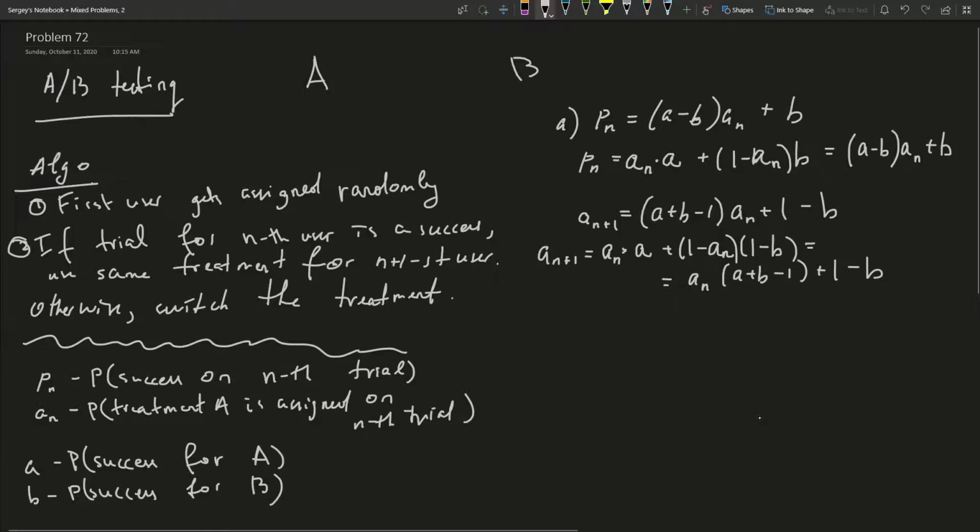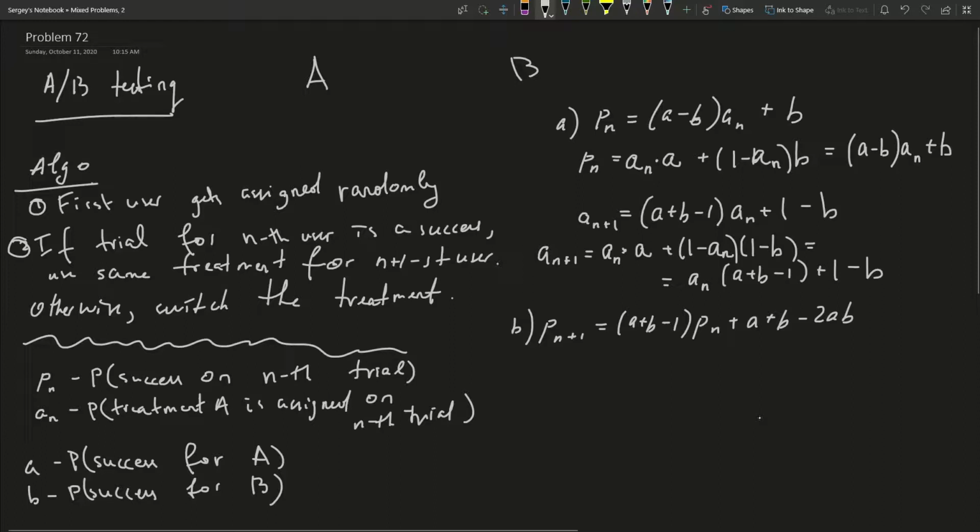Now, in part B, we're asked to show that p sub n plus 1 equals a plus b minus 1 times p sub n plus a plus b minus 2ab. So we want to show that there's this recursive relationship between the probability of success on a given trial and the probability of success on the previous trial. There's this recursive relationship between these probabilities of success.